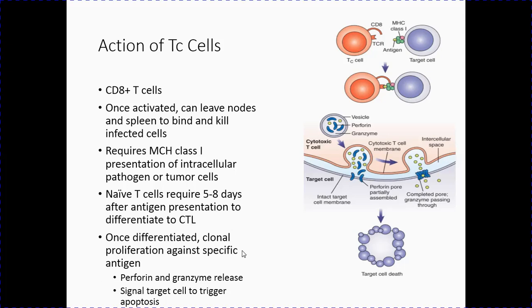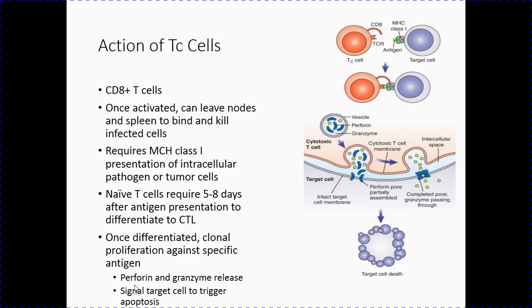Some of the actions of cytotoxic T cells, I think we're pretty aware of at this point. Cytotoxic T cells, those CD8 positive T cells, when presented with pathogens through MHC class I, so those intracellular, those endogenous pathogens, or even tumor cells can be presented by MHC class I. Once those cytotoxic T cells are activated, they can move to the lymph nodes and the spleen, go out and bind and kill other infected cells of the host.